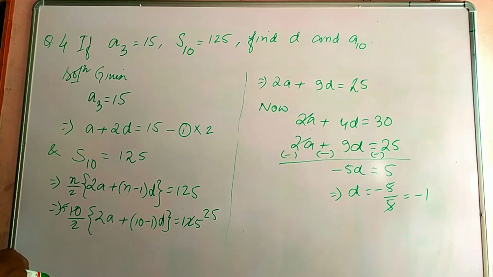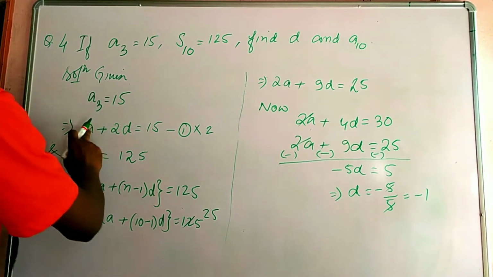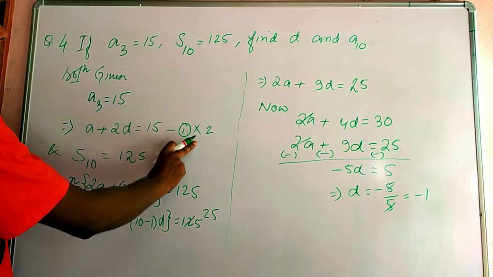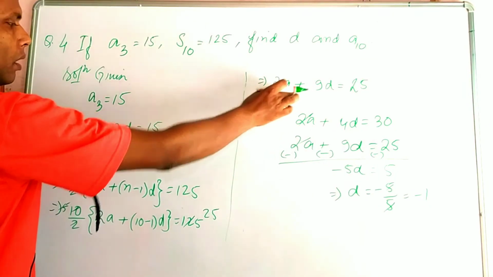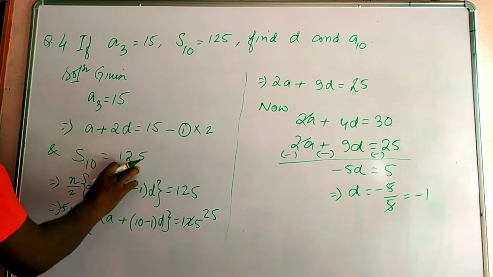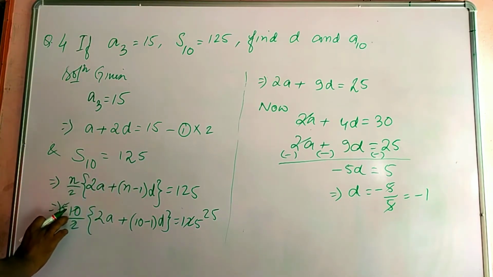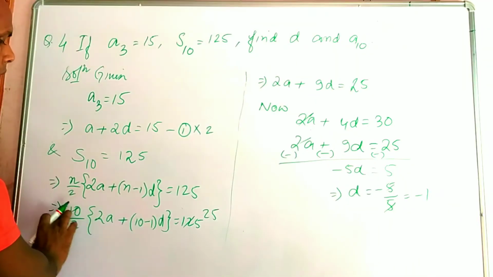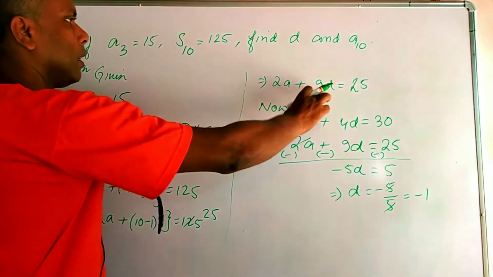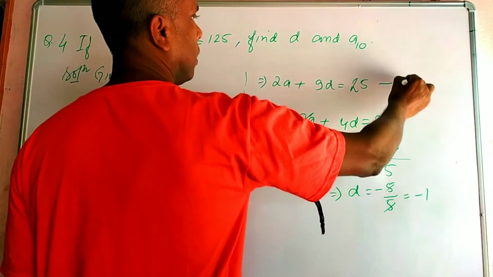In this question, if a3 equal to 15, S10 equal to 125, find d and a10. Given a3 equal to 15, we put the value of a3: a plus 2d equal to 15, which is equation number 1. S10 equal to 125, put the formula, put the value of n, 10. So we can cancel it, 5 times 25 is 125. So we get 2a plus 9d equal to 25, equation number 2.